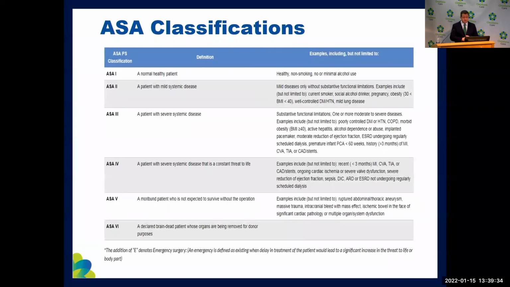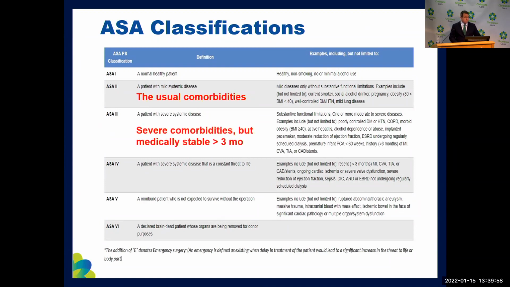ASA classifications, you could drive yourself crazy trying to memorize all these, but it is fairly frequently tested. I'd say at least every other year, they'll give you a patient scenario and then ask you what ASA classification they are. So here's how I would approach it. Just try to boil them down into little groups. So for ASA 2, these are just kind of your usual comorbidities, right? A little overweight, a little diabetes, a little hypertension, but mostly well controlled.